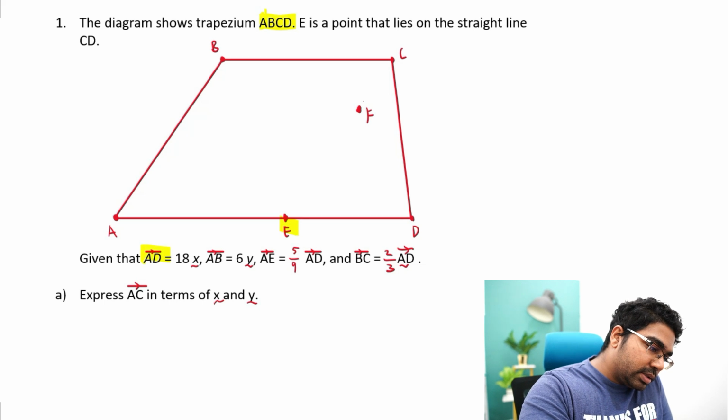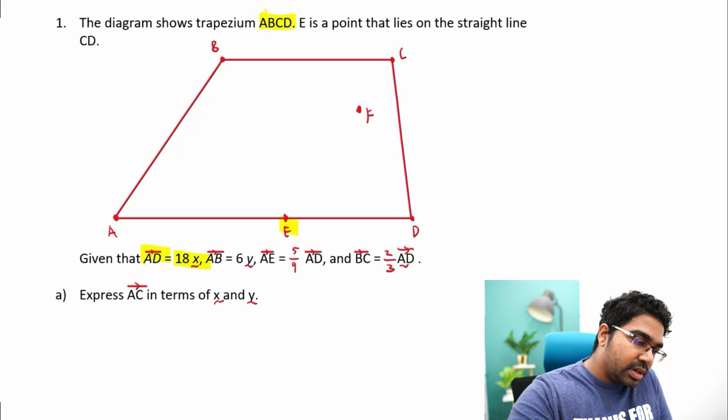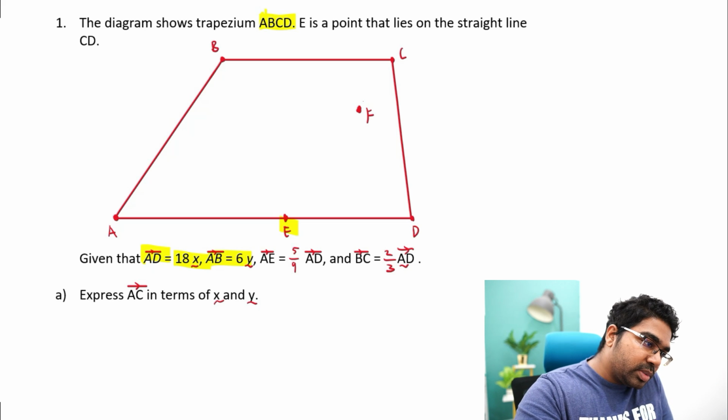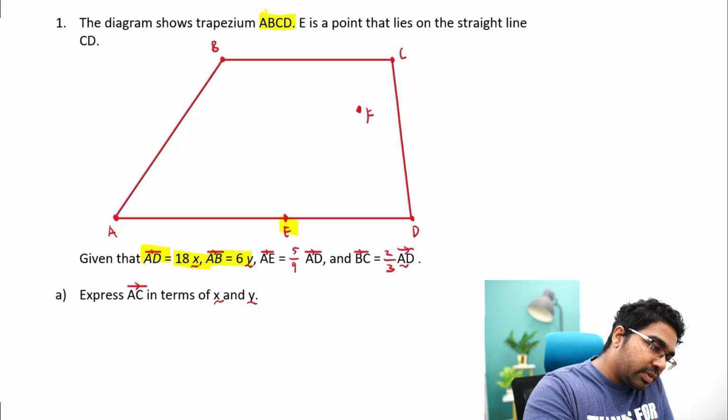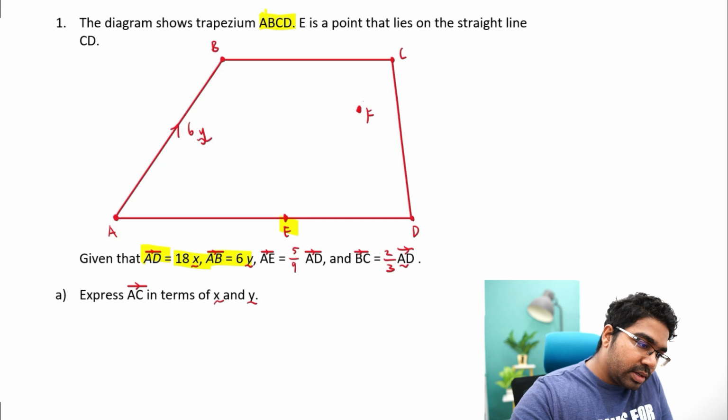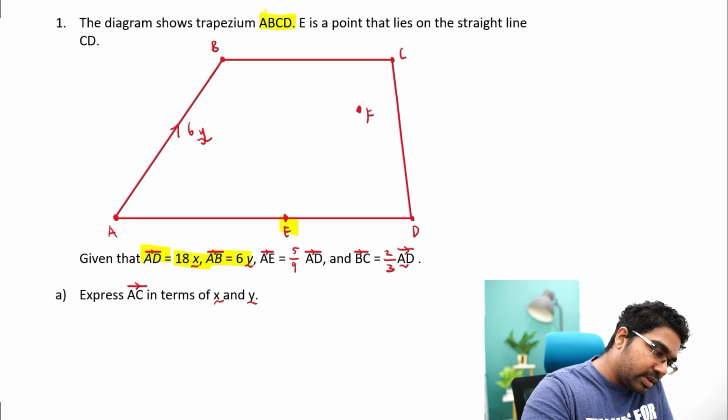Alright, AD is 18x. So AD is the whole thing. We're not going to label that first. AB is 6y. We can label this AB. When you do vectors, don't forget your direction. This is 6y. And then AE is 5/9 AD. Again, we're not going to label this yet. So let's just label this as AE will be 5/9 AD. We can change that later.